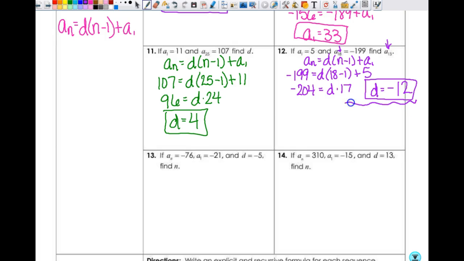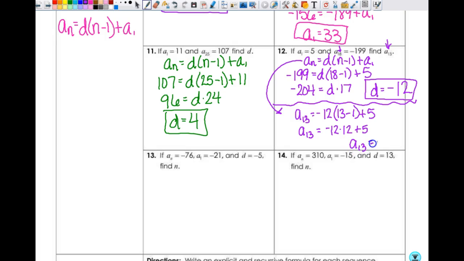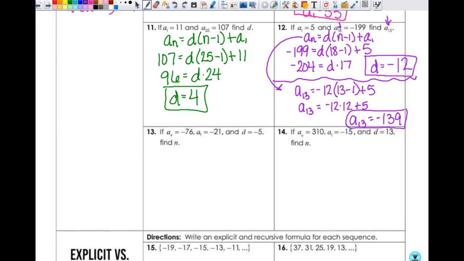Okay, so I boxed it, but that's not really my answer, right? But I needed it. So now, using this same a sub n thing, this time I'm looking for a sub 13. That's equal to negative 12 times n is 13 minus 1 plus 5. So this is going to give me negative 12 times 12 plus 5. It's negative 144 plus 5, so a sub 13 equals negative 139. Any questions at all? All right, why don't y'all try number 13?